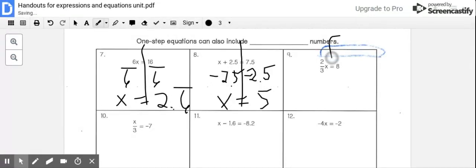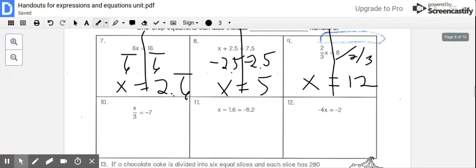Okay, on this one, what is happening to the X? It is being multiplied, because it's right next to it, by 2/3. So we're going to divide by 2/3. And it helps if you write it so you put the right thing in the calculator first. So 8 divided by 2/3 is 12. Okay, I would like you to try the next 3 and then show me when you get done.